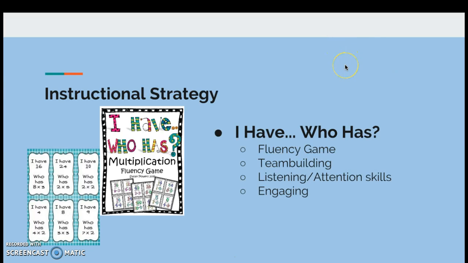One instructional strategy that will be used in the classroom is the game I Have, Who Has. It is a fluency game that promotes team building, listening skills, and engages students.